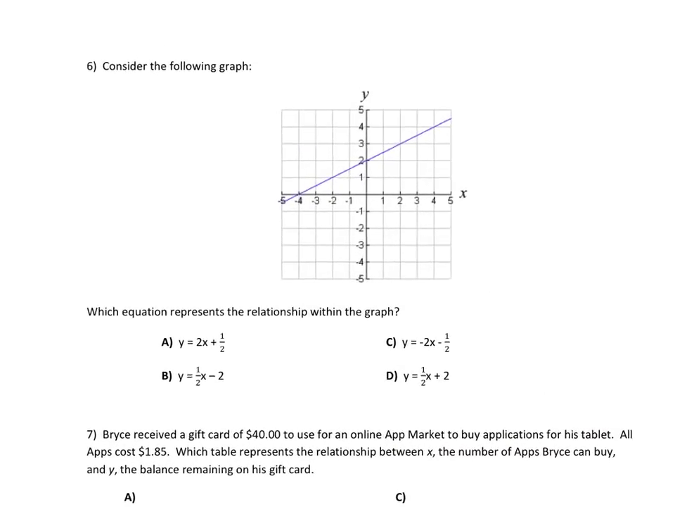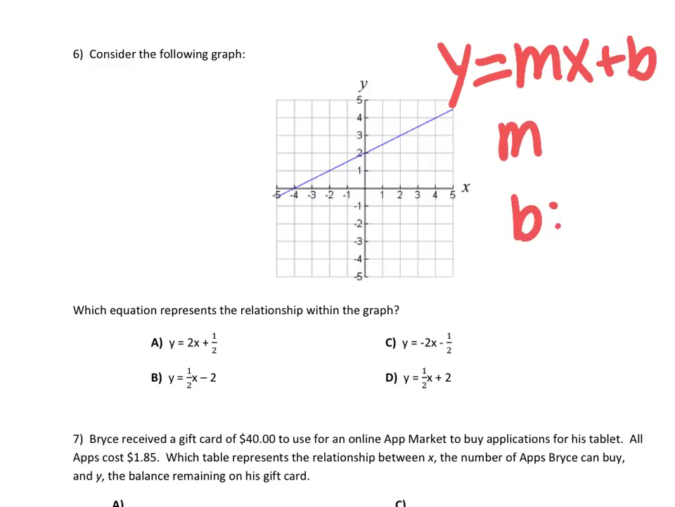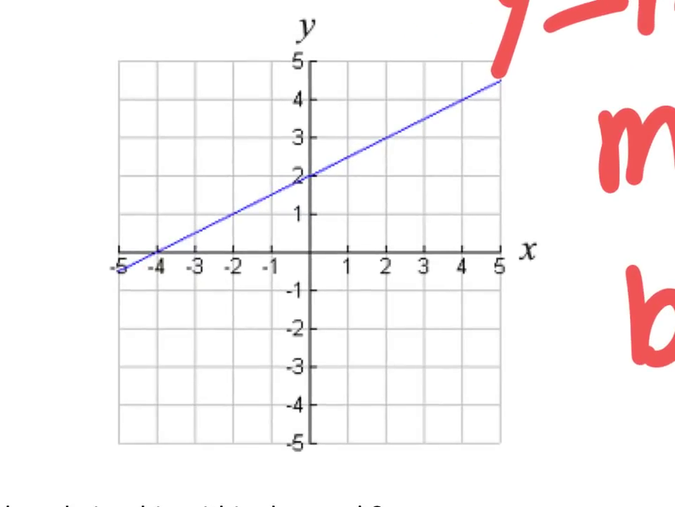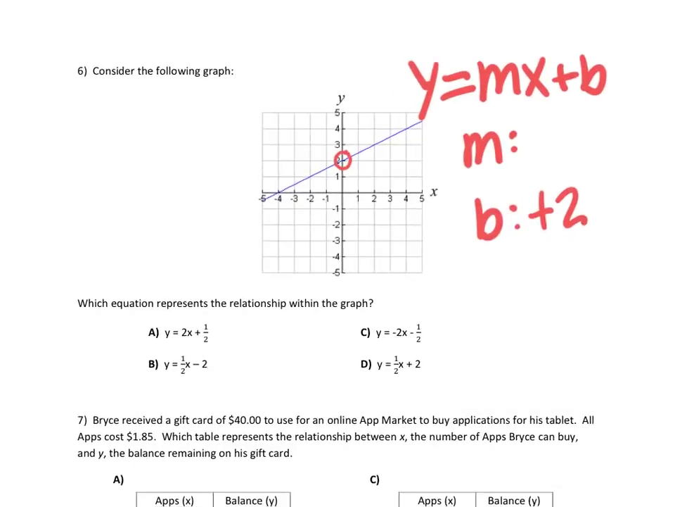Number 6. Consider the following graph. Which equation represents the relationship of the graph? Number 1 rule. Write that down. Okay? What's my M? What's my B? Always start with your B. What does B represent? The y-intercept. That's where it crosses the y-axis. Oh, look. That's right here. Where does it cross? Positive 2. Look at my answers.